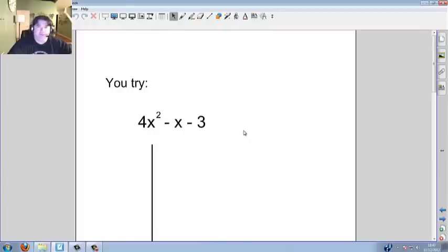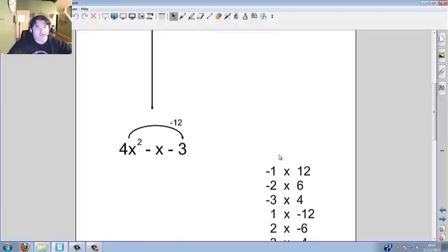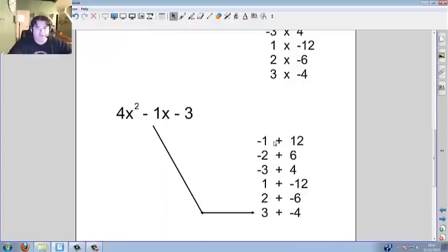You try, go ahead. 4x squared minus x minus 3. What did you get? Let's see. 4 times negative 3 made negative 12. Split all the possibilities. If it helps you, make this negative 1, if it helps you see it better. Which one's going to make a negative 1? Probably a negative 4 and positive 3.